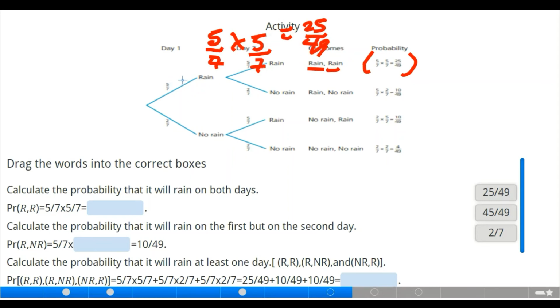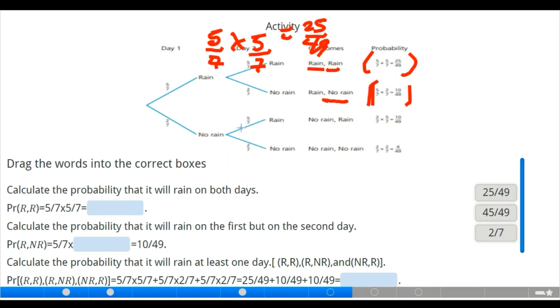Now, let's look at the second one. We said that we should calculate the probability that it will rain on the first day, but it will not rain on the second day. So let's look at this. It will rain on the first day, it will not rain on the second day. The probability is going to be 5 over 7 multiplied by 2 over 7, that is 10 over 49.